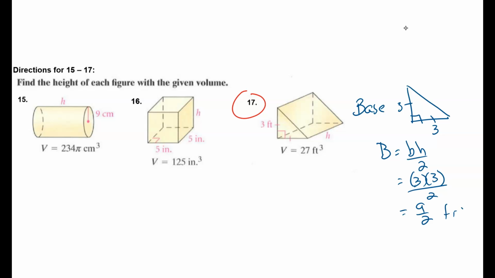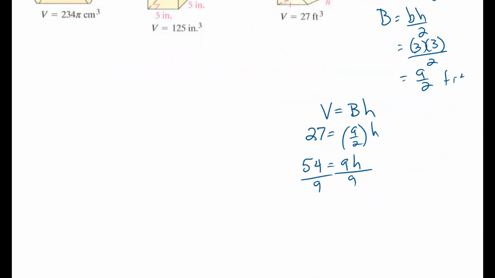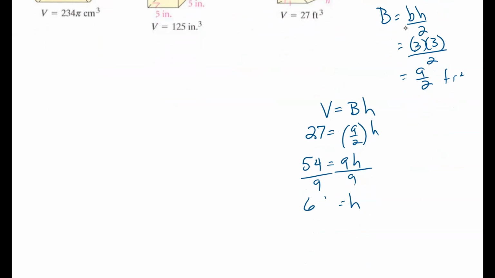All right, so I'm looking here, we get the volume of this. This is area of the base times the height, and they tell us that the volume is 27. The area of the base is 9 over 2, and I'm looking for the height. Well, how can I do this quickly? I'm going to multiply both sides by 2, and then divide by 9. And your height, my friends, is going to be 6 feet.